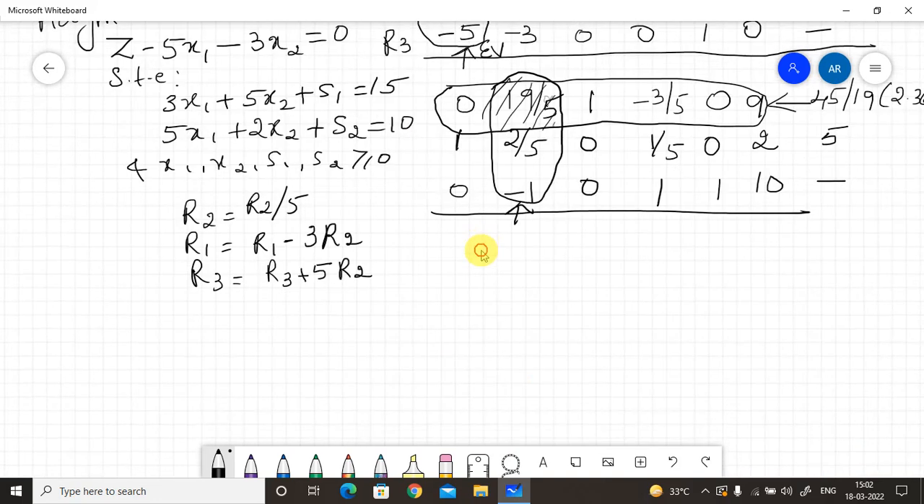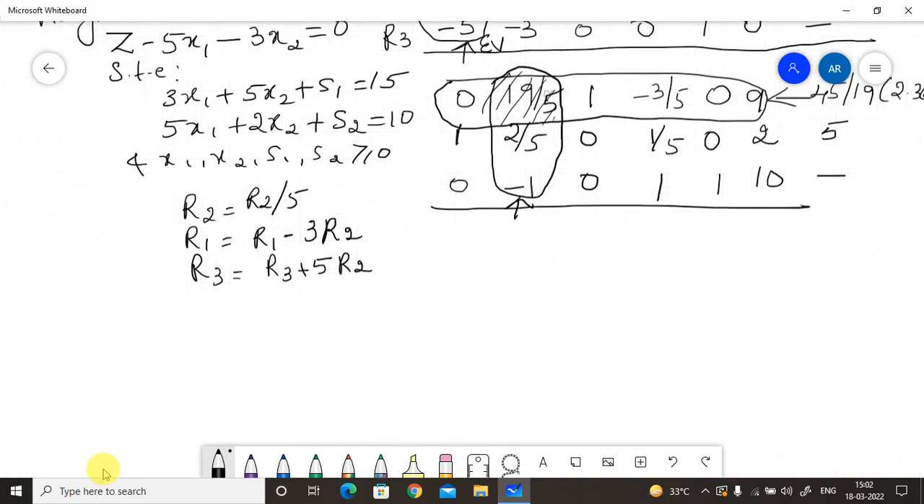Okay, to find out the new formulas, what will be the formula for R1 now? R1 will become 5 by 19 into R1, right?